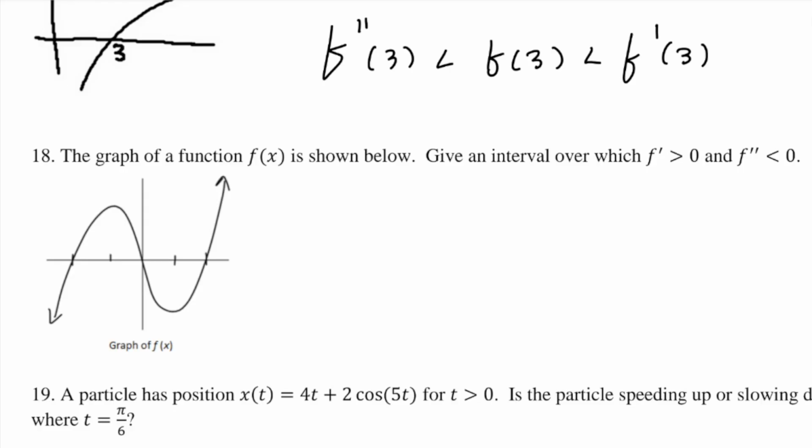Right. Give an interval over which the derivative is positive and the second derivative is negative. Okay, derivative is positive means the graph is going up, and second derivative negative means the graph is angry, so we went uphill angrily. That's going to be right here. Okay, the rest of the points are either going downhill or going uphill.